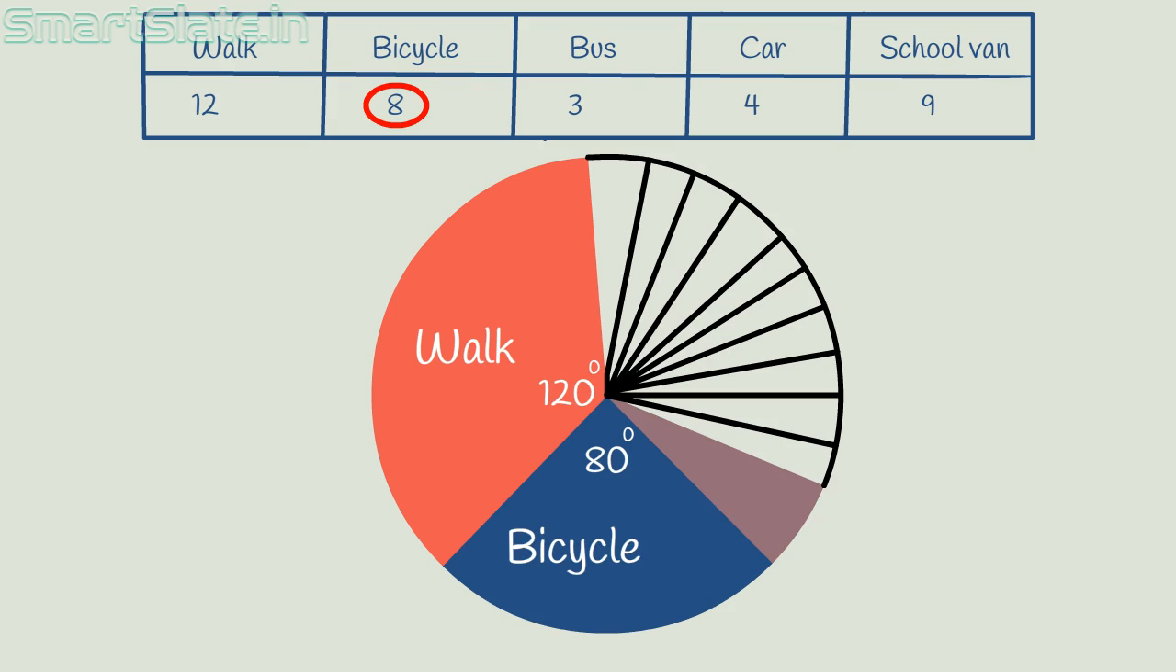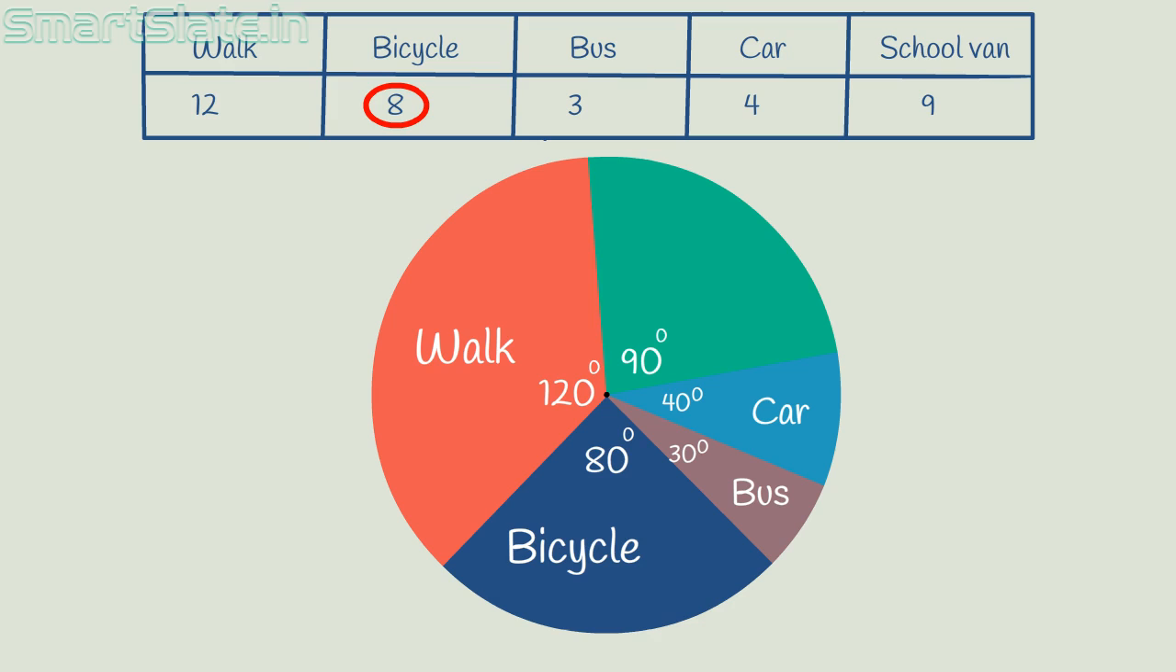Similarly, it is angle 30 degrees for 3 students. This sector represents the number of students who take bus to the school. Similarly, it is angle 40 degrees to represent the number of students who take car and 90 degrees for students who reach school by school van.